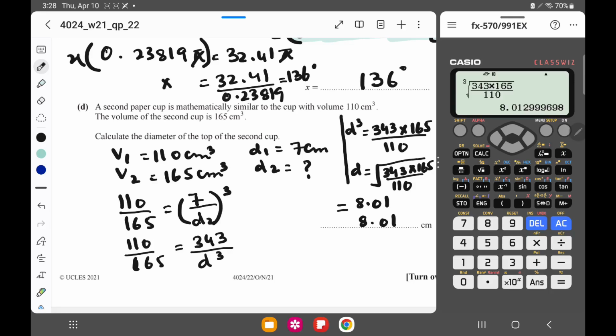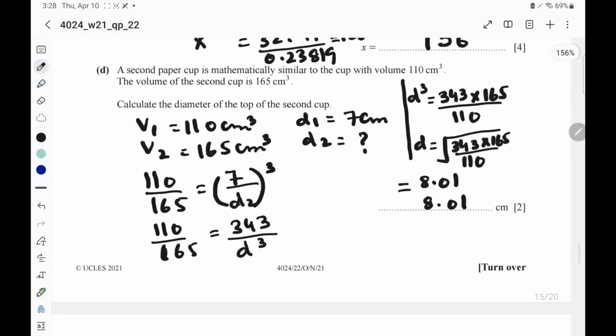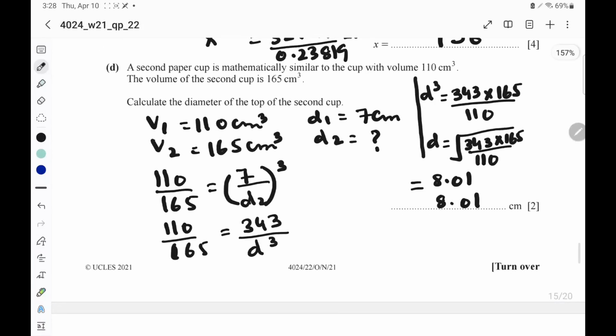.01 centimeter, which is the answer for this question. Okay, so we covered up till now 2021 October November. We are doing one more paper of mensuration, which is 2021 May June, and that will complete 2 years completely for October November and May June. Like in part 1 also we completed 2 years.